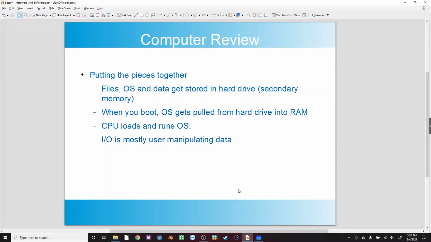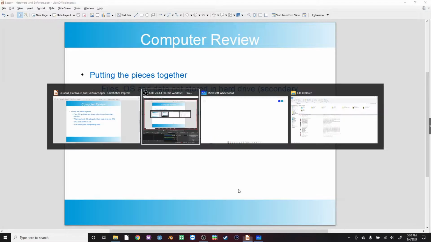All right, so let's put the pieces together. I'm actually going to draw this out so we're not staring at a PowerPoint the entire time. Let's draw this out. Let's start with the motherboard. Let's say you have a motherboard.